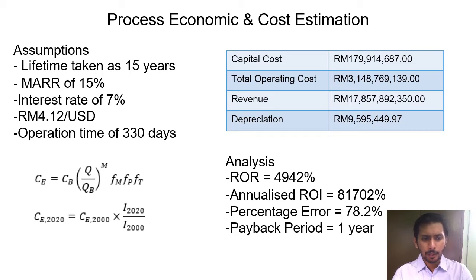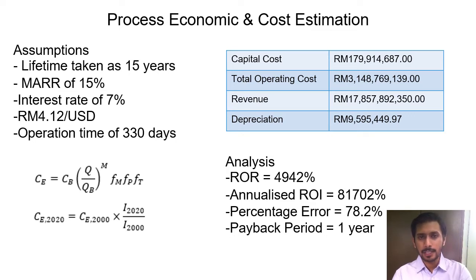And the operation time that we are estimating for our plant to be operational is about 330 days. So if you could redirect your attention to the bottom left corner of the screen, you could see two indexes that we have highlighted over here.